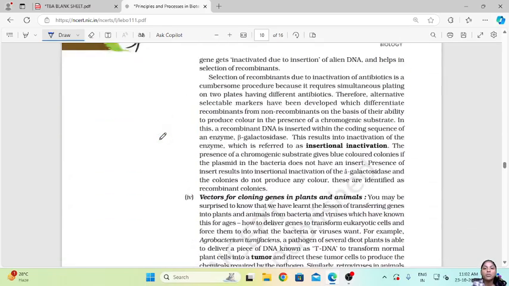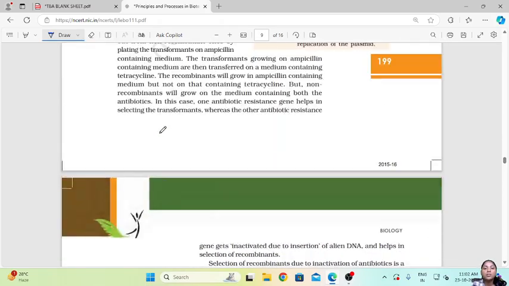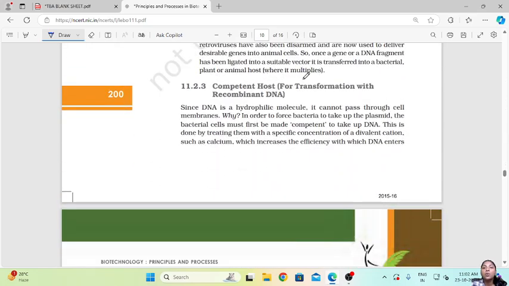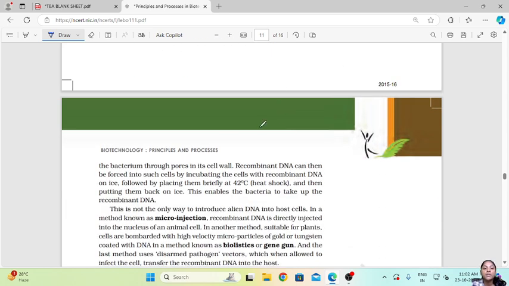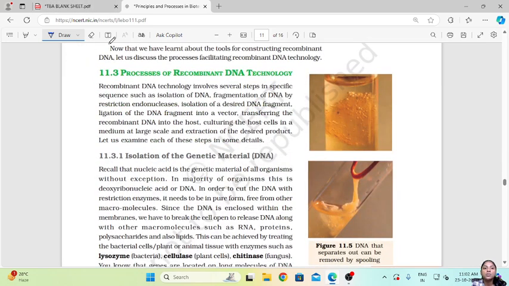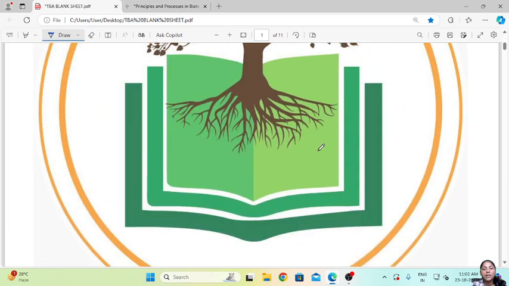Then we have also talked about the competent host for transformation of recombinant DNA. In this we talked about the microinjections, the biolistics or gene gun, and also about the disarmed pathogen vectors which are used. So today we will start with the processes of recombinant DNA technology. So let us begin.